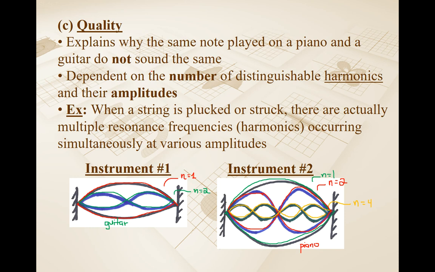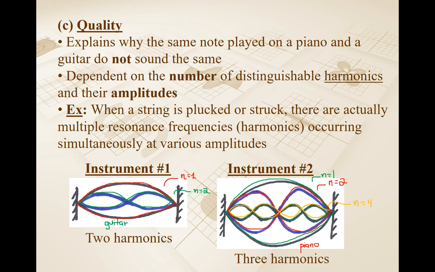The reason is your quality depends on your number of harmonics and their amplitudes. For instrument number one, you have two harmonics: n equals one and n equals two. So my guitar, when I tried to play middle C, gave me two harmonics, each with a specific amplitude. For instrument two, I actually got three harmonics, so I have three resonance frequencies occurring at the exact same time. Since I have a different number of resonance frequencies occurring simultaneously for my piano compared to my guitar, and the amplitudes of all these harmonics are different, that's what makes it sound a little bit different.